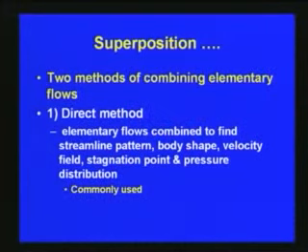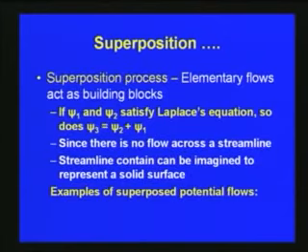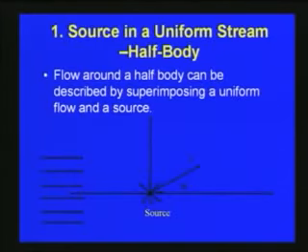In the last lecture we discussed various kinds of superposition, like the direct method and the inverse method. In the superposition process we have seen how to superpose a uniform flow and a source to get a half body. We also saw how to superpose a combination of a source and sink of equal strength with a uniform flow to get the Rankine oval.